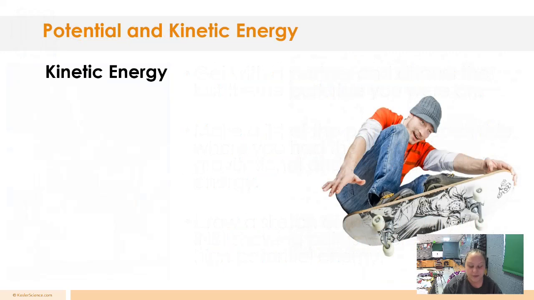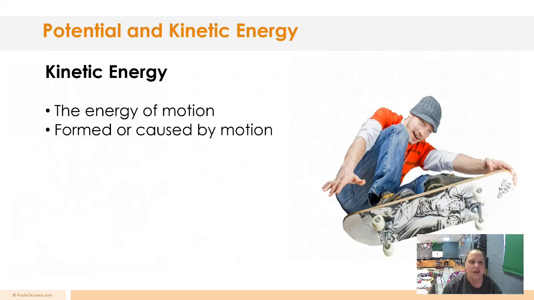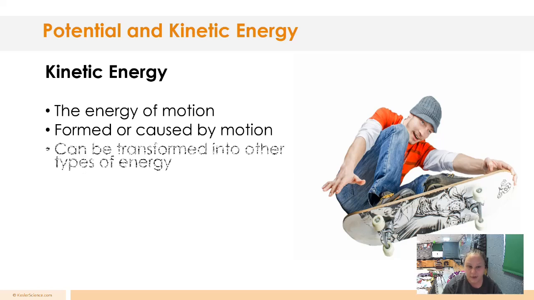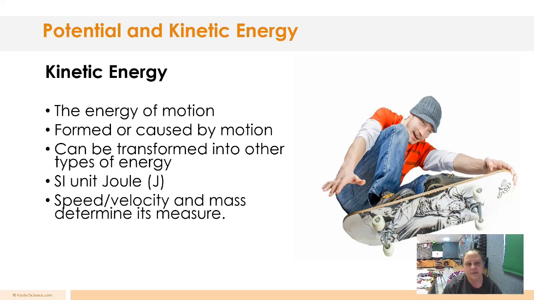After potential energy, now we're going to move on to kinetic energy. Kinetic energy is the energy in motion. When an object is in motion, it has kinetic energy. It's formed or caused by motion. It can be transformed into other types of energy. Like if a rock slowed down, then it goes back to potential energy. It's also measured in joules. Speed, velocity, and mass determine its measure.